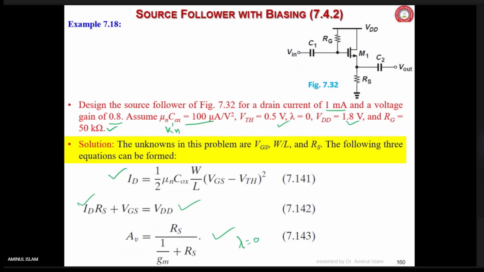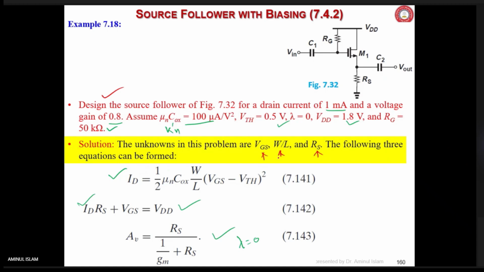Now, an example. Design the source follower in this figure for a drain current of 1 milliampere and a voltage gain of 0.8. Sorry, 0.8, no unit, Vout by Vin. Assume mu n C ox equals 100 microampere per volt square, VTH is 0.5, lambda 0, VDD 1.8, RG equals 50 kilo ohm. The unknowns you have to design are VGS, W by L, and RS. We have to find these out.